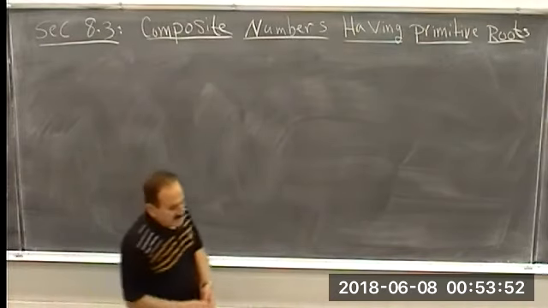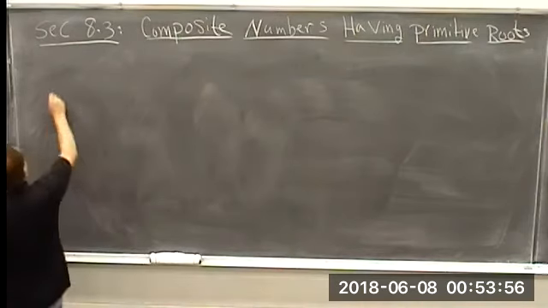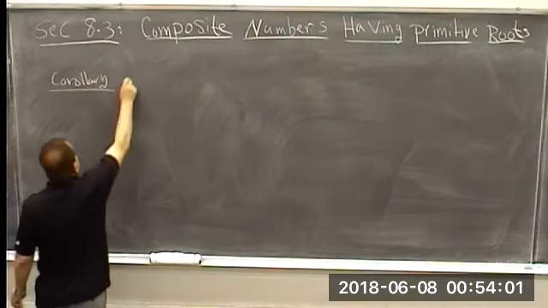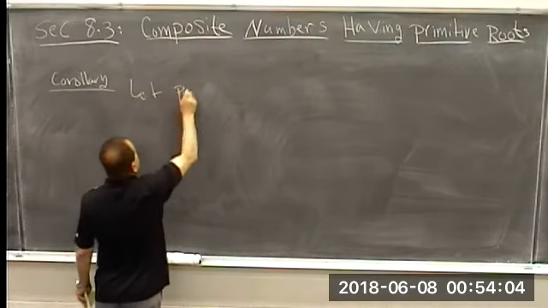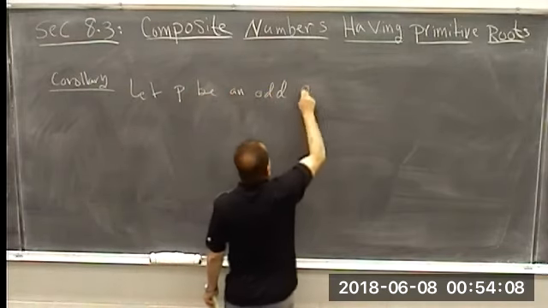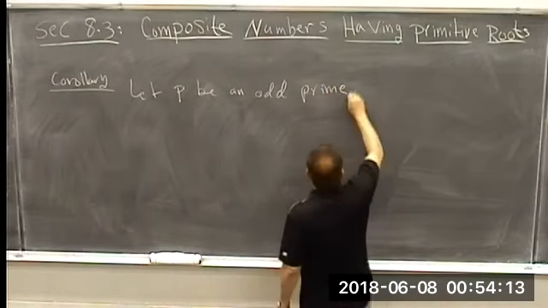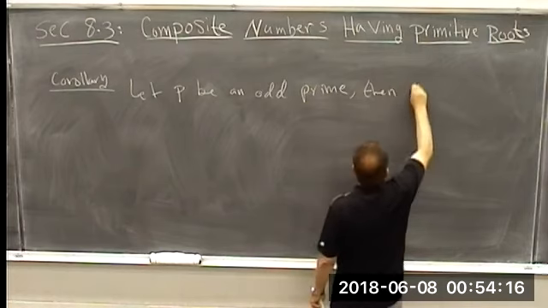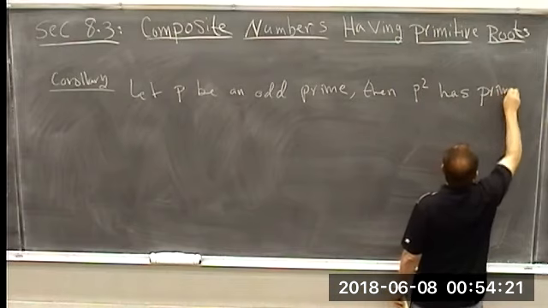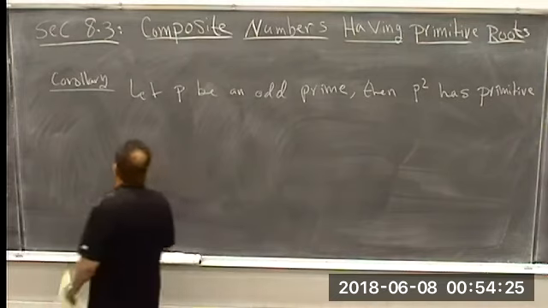Which tells us that p squared has primitive roots. That is, if p is odd and prime, then p squared has a primitive root.